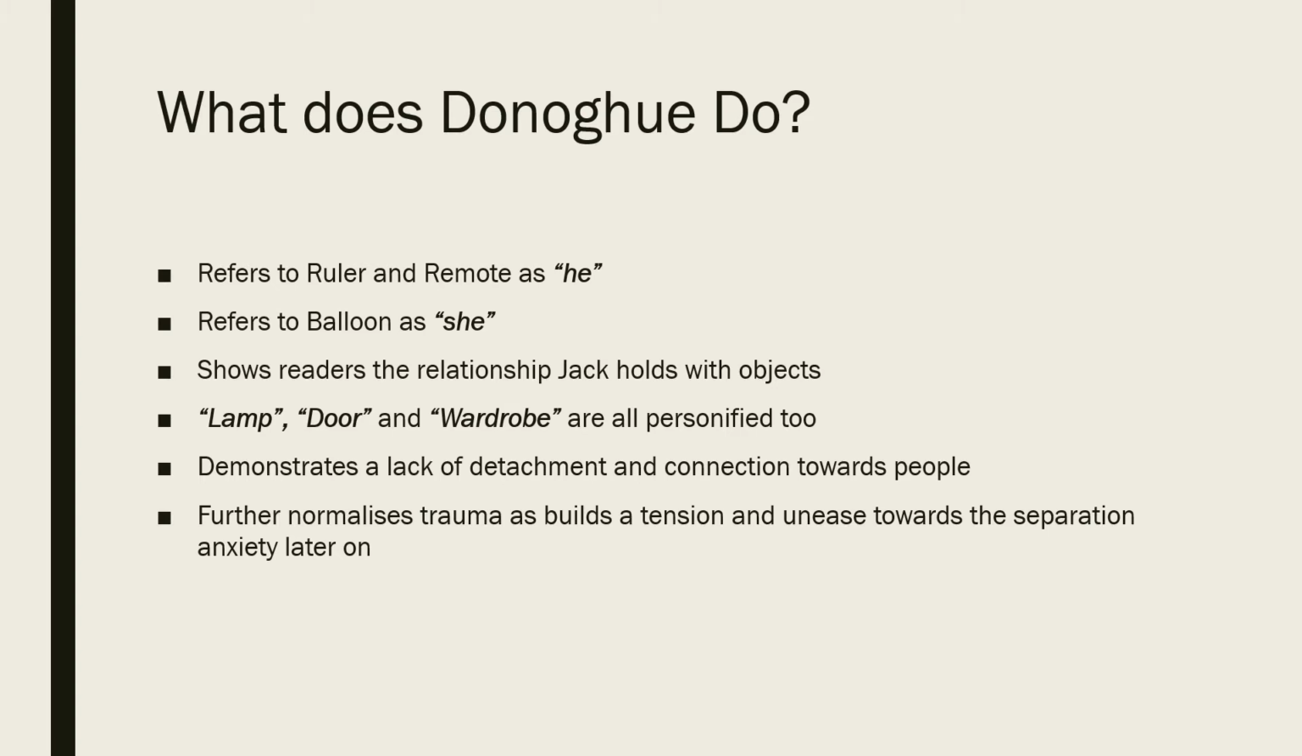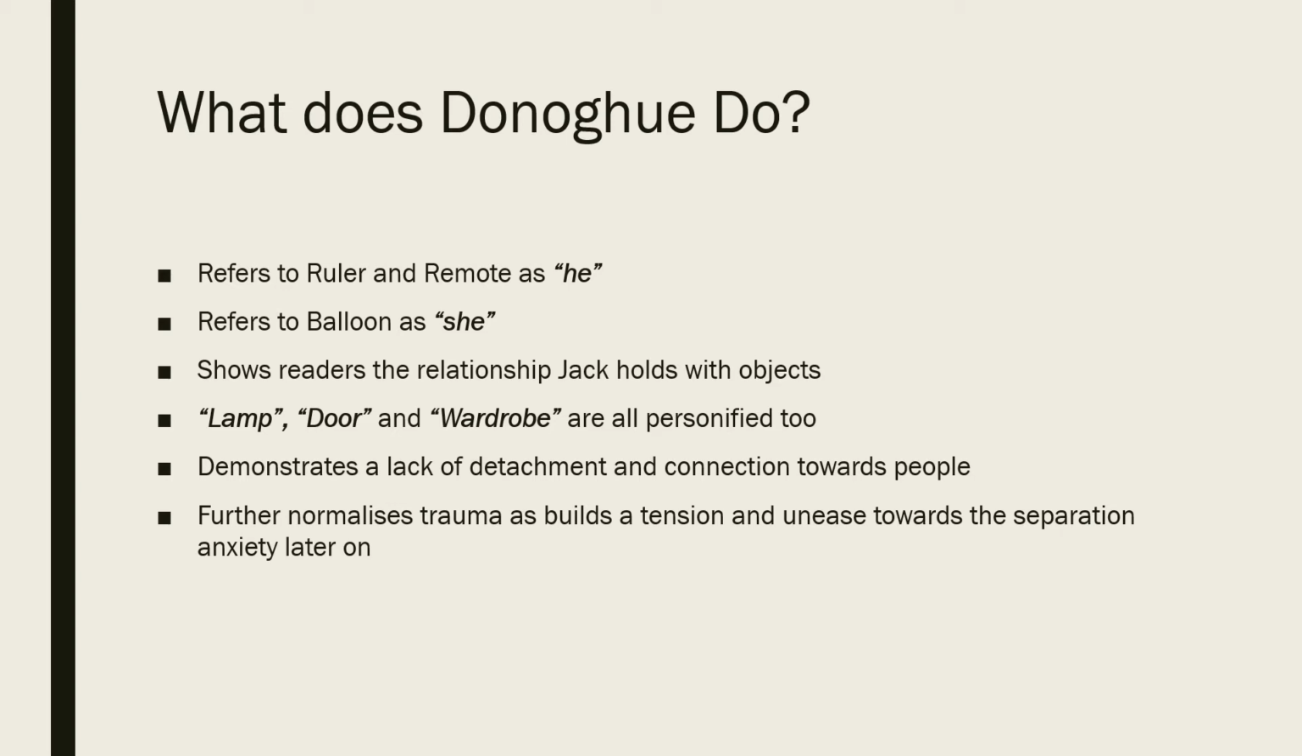In this passage, we can see that Donoghue has Jack refer to all the objects in room as living things. He refers to ruler and remote as he and balloon as she, bringing them to life in room. By characterizing his belongings, Donoghue further showcases the normalized trauma in which Jack lives, as his main interactions of the book are with objects. It isn't just his small toys which are personified either.